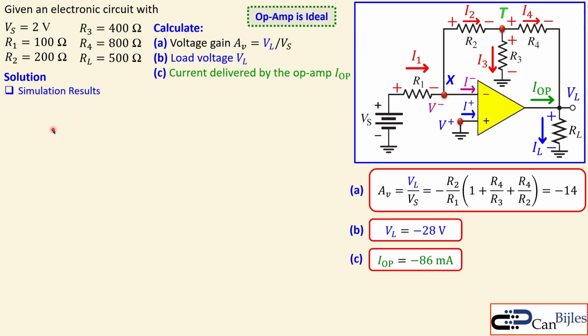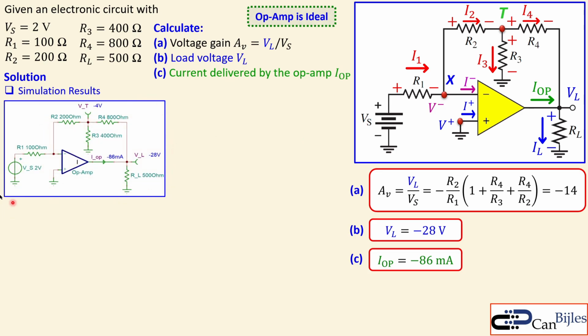Let's also look at the simulation results. This is the circuit I have prepared in the SPICE simulator. You can see the ideal op-amp, the current arrow here for measuring the current in this branch, the voltage pin, the resistors, and the input voltage Vs, which is this battery. You can see exactly minus 86 milliamps as calculated for question C, and the load voltage is minus 28 volts. And this node T here was minus 4 volts, also verified in the simulator.